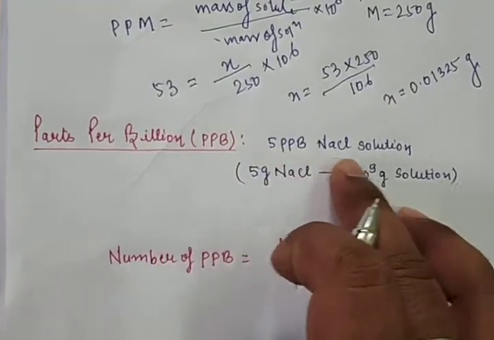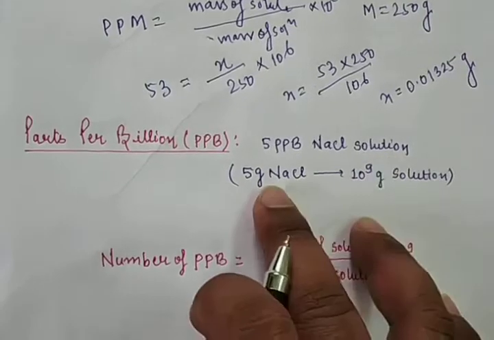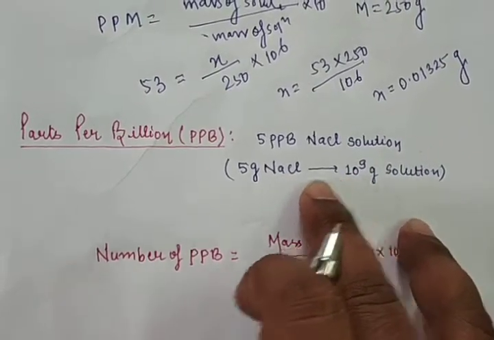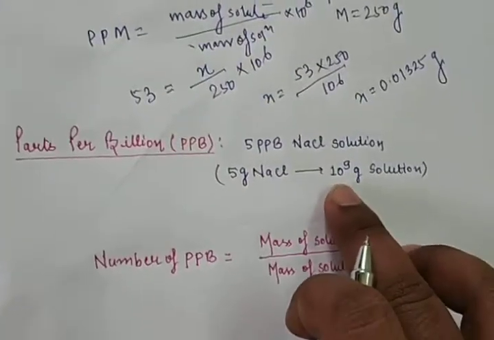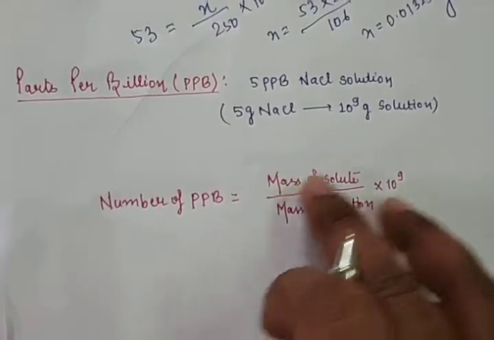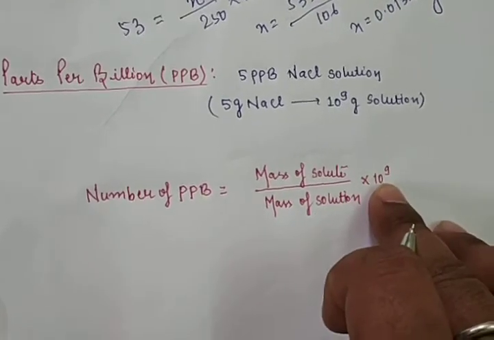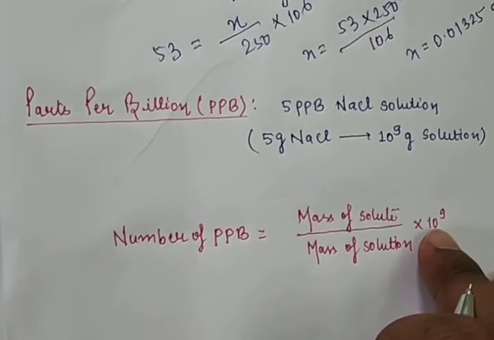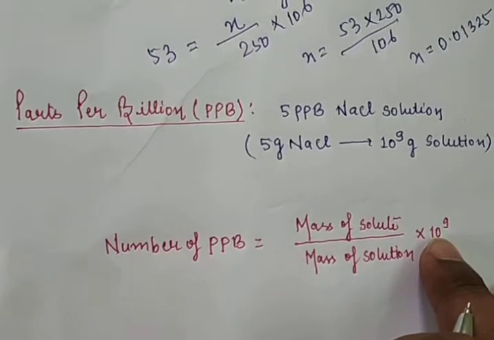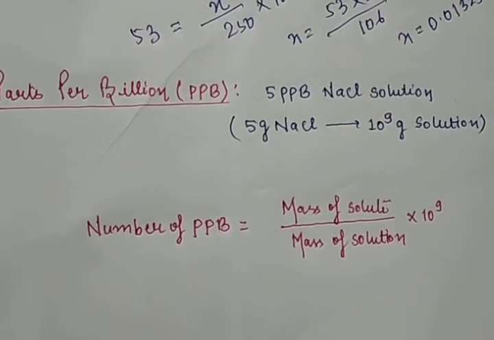The same for parts per billion. So 5 ppb NaCl solution means 5 gram of NaCl present in 10 to the power 9 gram of solution. Here it is 10 to the power 6 and here 10 to the power 9. So same for number of ppb, mass of solute upon mass of solution into 10 to the power 9. So this is a small video based on the concentration terms. Okay, student, thank you.